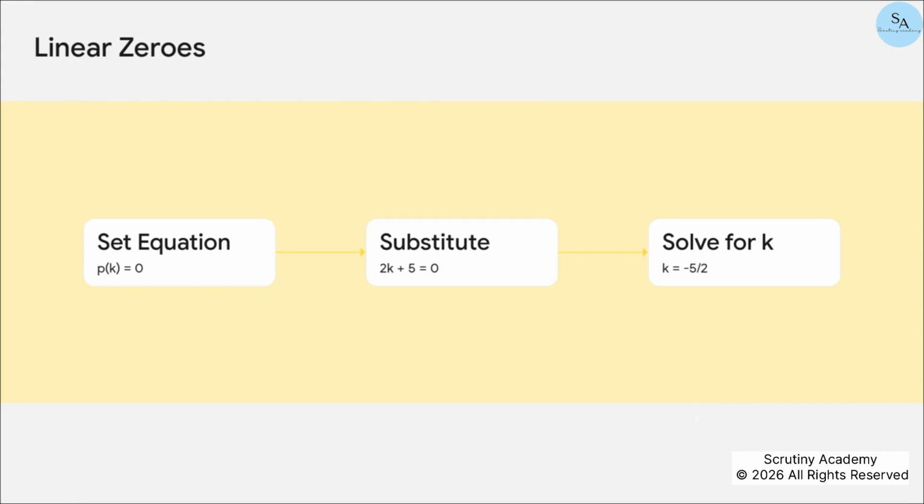Step 3, we use basic algebra to solve for k. First, subtract 5 from both sides, which gives us 2k equals negative 5, then divide both sides by 2, and we get k equals negative 5 over 2. That's it! If you plug negative 5 over 2 back into the original equation, it perfectly cancels out to 0.